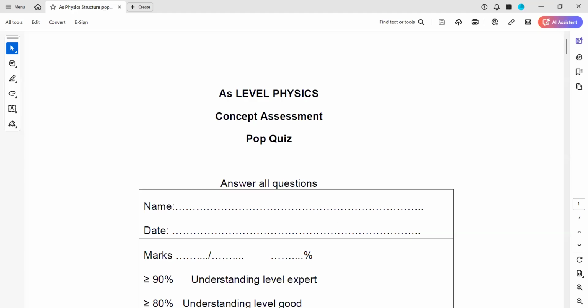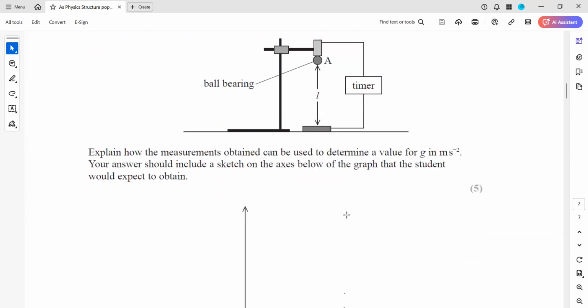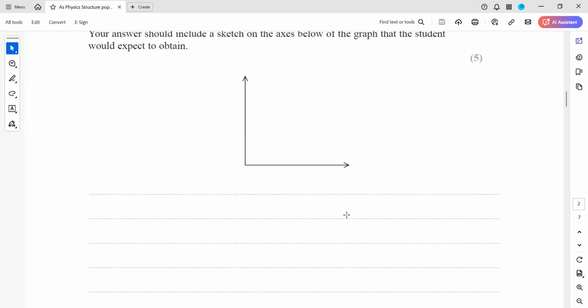This was the structure pop quiz 11. If you have any doubt, you can mention. Question 1, any doubt which is related to acceleration due to gravity, for how to work out practically the acceleration due to gravity?